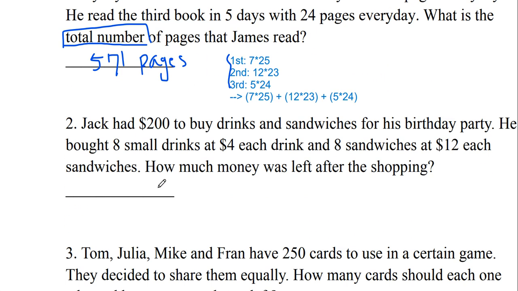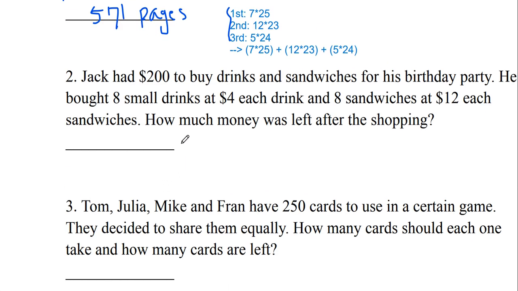Okay, let's try number 2. Jack had $200 to buy drinks and sandwiches for his birthday party. He bought 8 small drinks at $4 each, and 8 sandwiches at $12 each. Okay, that's kind of weird wording. How much money was left after shopping?